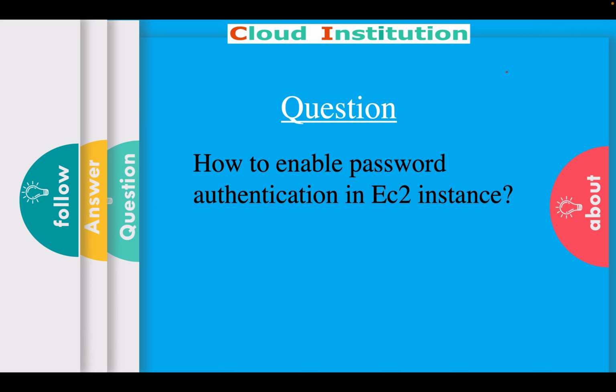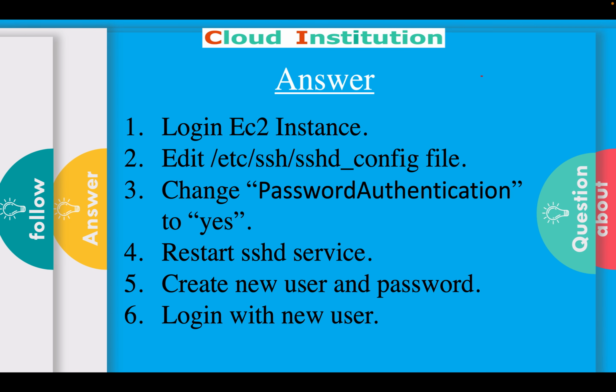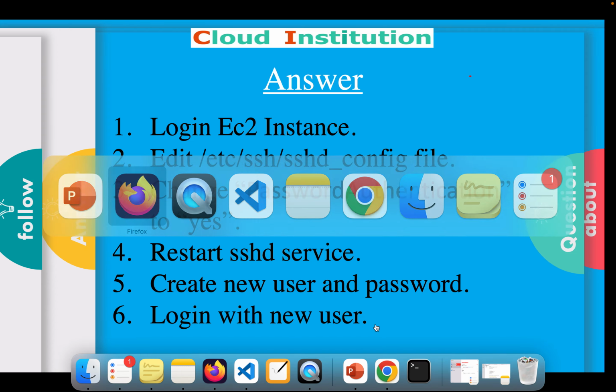Now, the steps we are going to follow to enable password authentication are: first, log into the EC2 instance using SSH keys or the AWS console login. Then we edit the /etc/ssh/sshd_config file and change PasswordAuthentication to yes, since usually password authentication is disabled. Then we restart the sshd service. After that we can create a new user and password, and then log in with that user. So these are the steps you are going to follow.